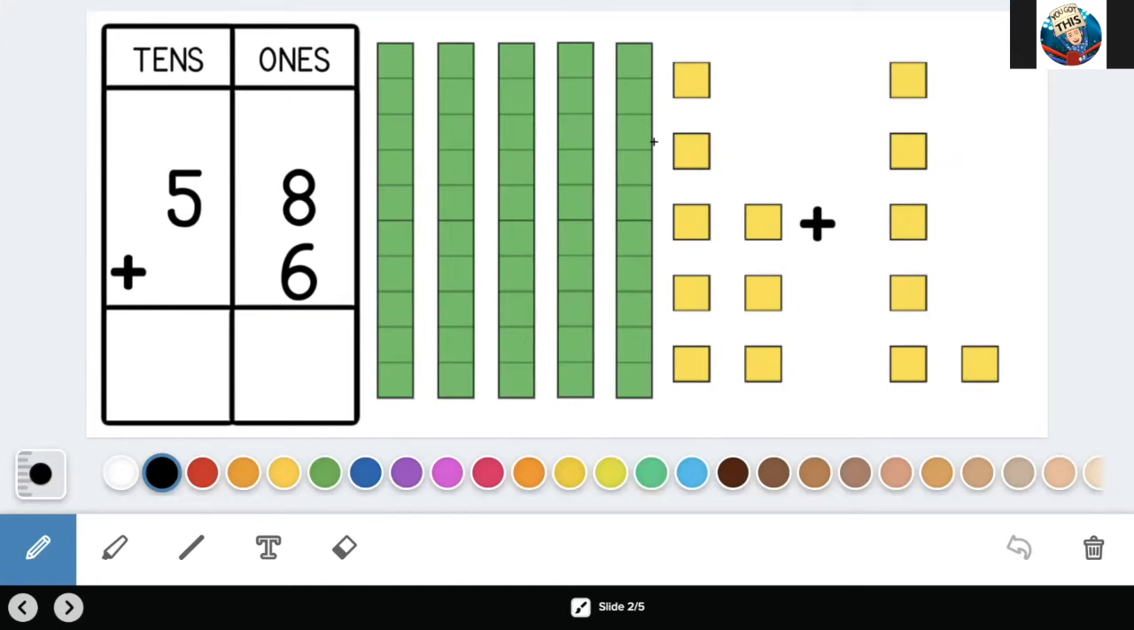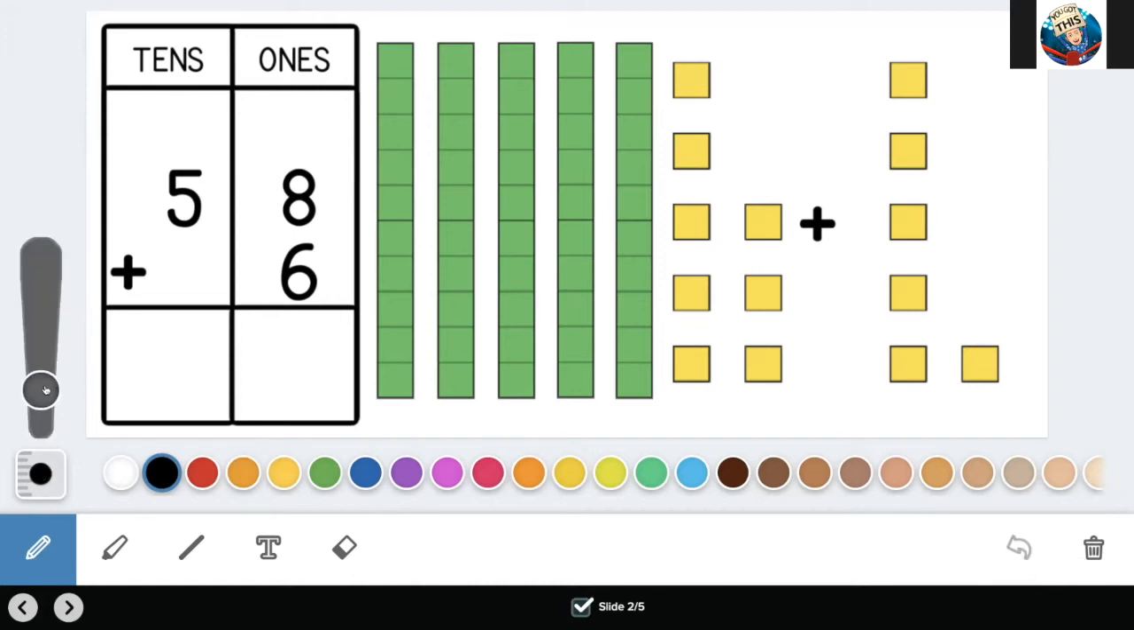Over here we have 58, 5 tens and 8 ones, and we have 6 more ones. What we're going to do is finish the 10, because we can see that there's 8 ones here and we just need 2 more to get to 10. So we're going to finish the 10 and make a group. And then I'm going to show you what we're going to do next.